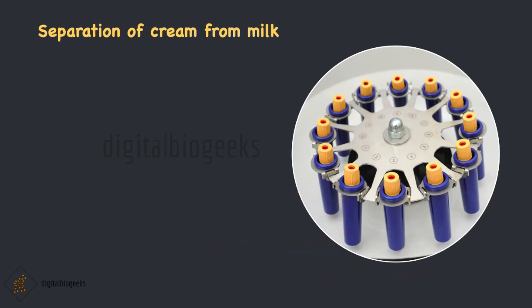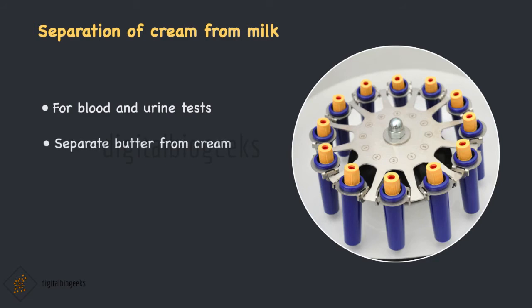This centrifugation method is applied in a variety of fields. It is used in laboratories for blood and urine tests. In dairies, it is used to separate butter from cream. It is used in washing machines to squeeze out water from wet clothes.